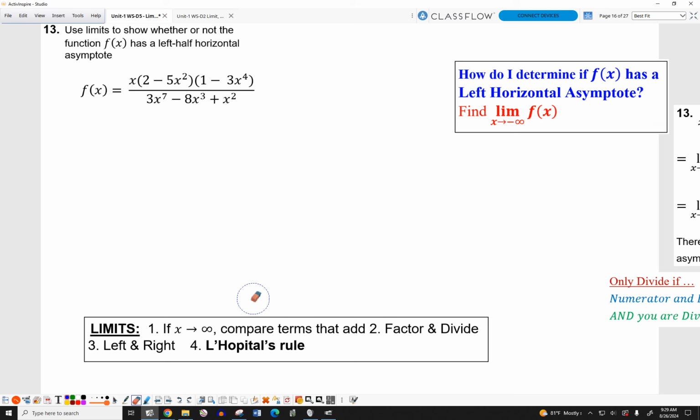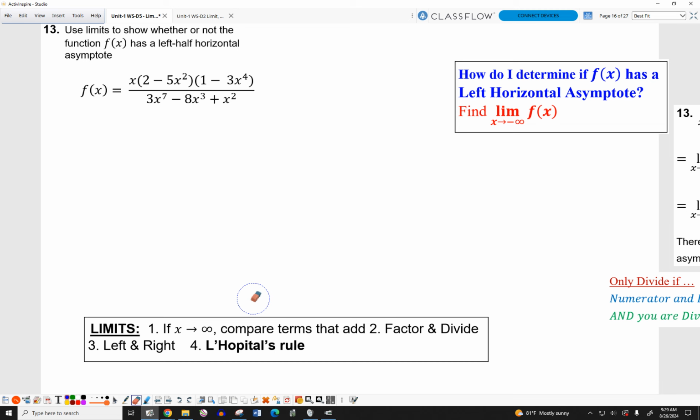Okay, there would be a nearly identical card for a right horizontal asymptote. So if I were a student, I wouldn't make another card. I just remember, oh yeah, if there's a left, there's a right, and it's going to be positive infinity instead of negative. So if you want to make a second card, you can. But I personally would get by with just one. So, questions? Awesome.